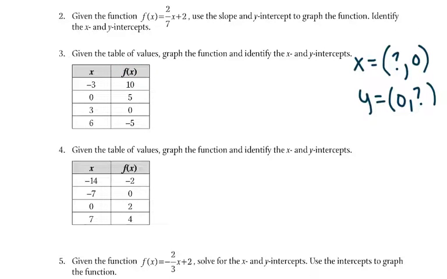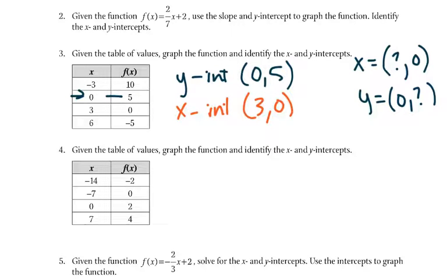Okay. So we have a 0 for x and a 5 for f of x. 0 for input, 5 for output. So our y-intercept is going to be 0, 5. And our x-intercept is going to be 3, 0, right? Because we find 0 here and we get the 3.